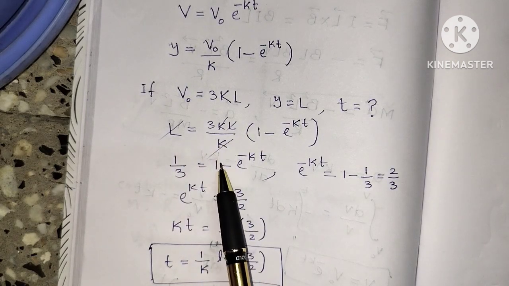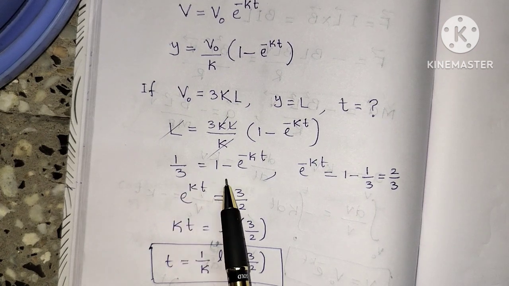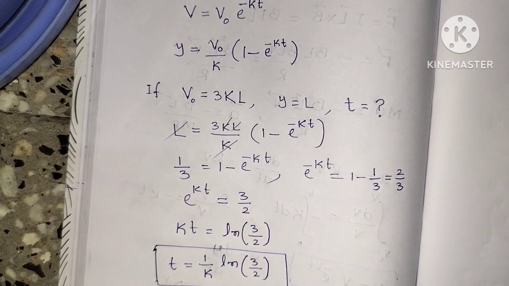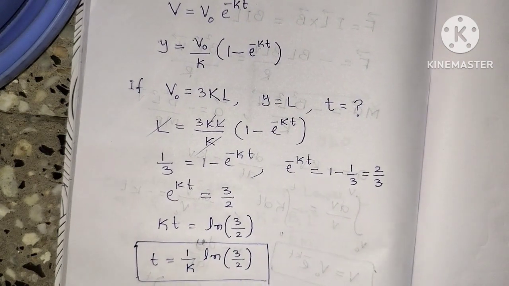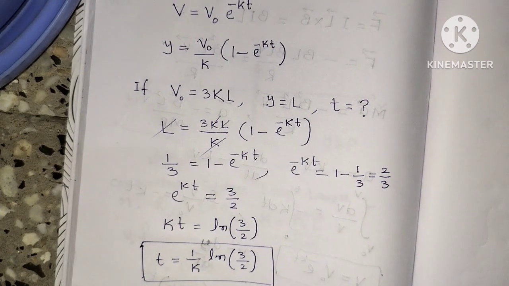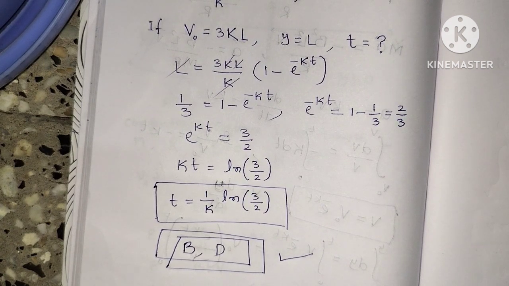L and L cancel, K and K cancel. This is very easy, you can do it. 1 by 3 is equal to 1 minus e power minus kt. I did not do the simplification; please do it, IIT aspirants. After this you get the time t equal to 1 by k into ln 3 by 2. So option D is correct. For this question, two options, option B and option D, both are correct.